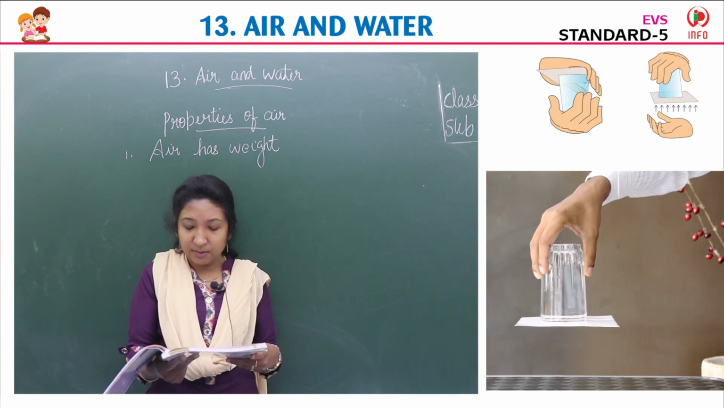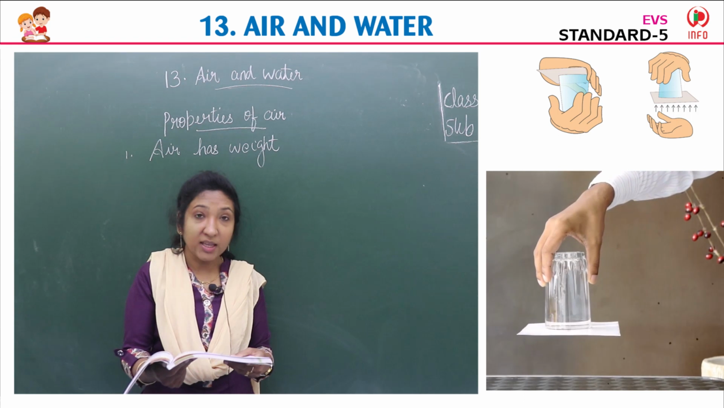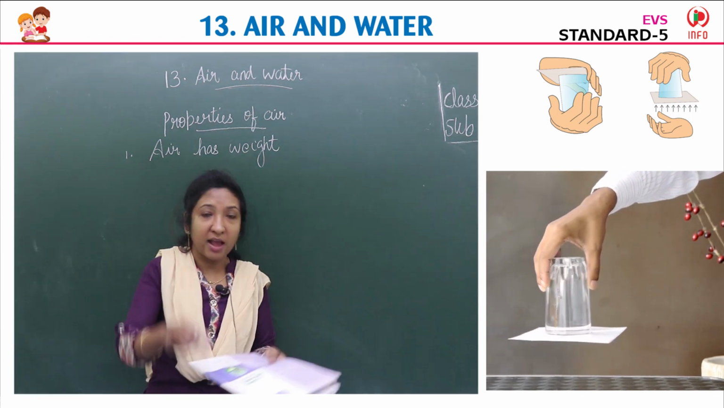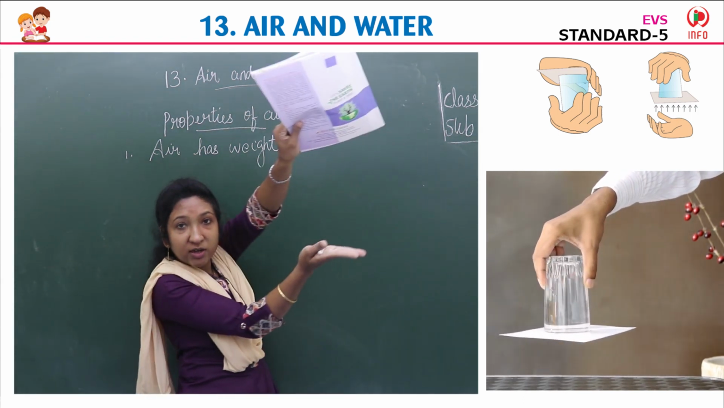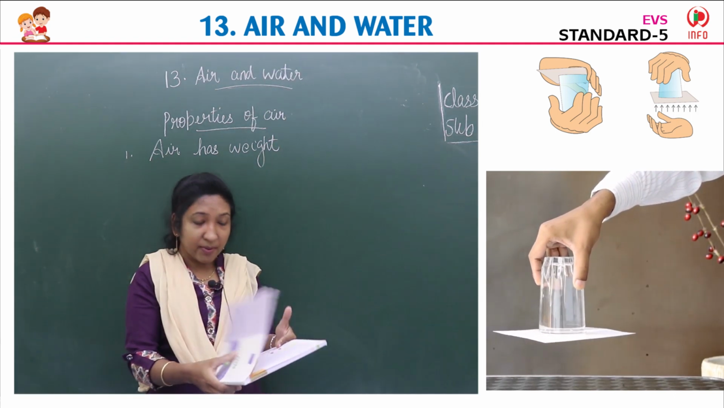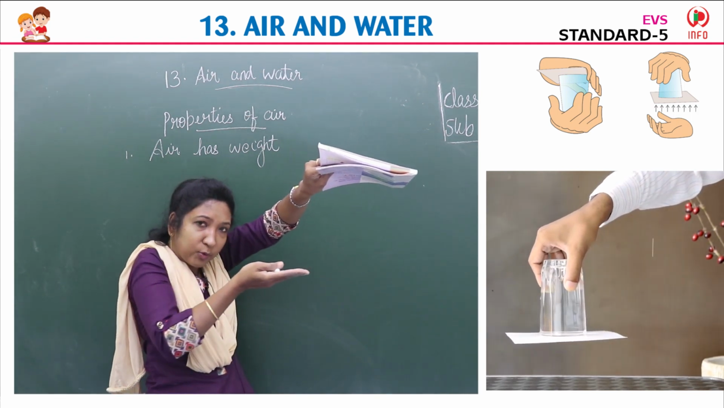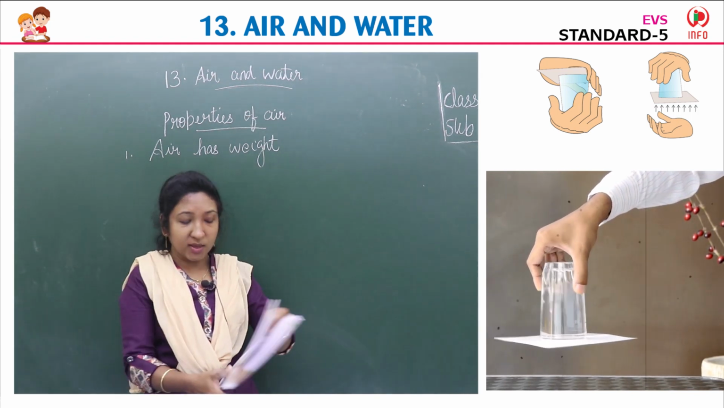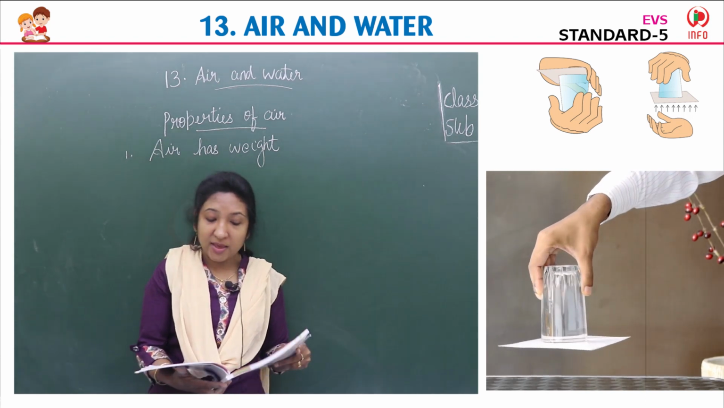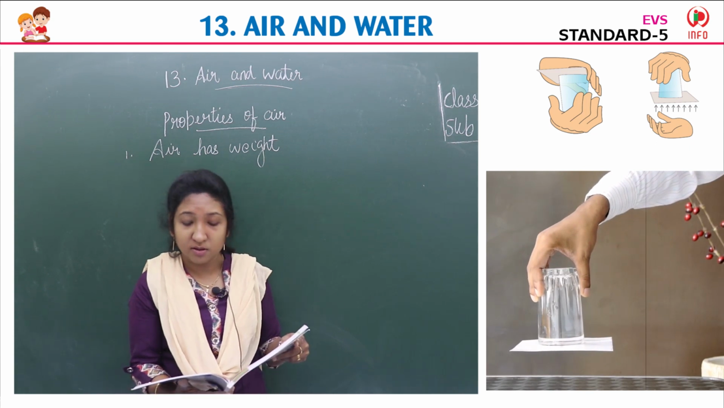Then carefully remove your right hand. Actually, first invert the tumbler, holding the cardboard firmly with your right hand. After holding it, you have to invert it. You can see the image. Invert it. Then what happens? After inverting it, slowly you have to remove the right hand. Okay. Now what happens? The cardboard does not fall down.